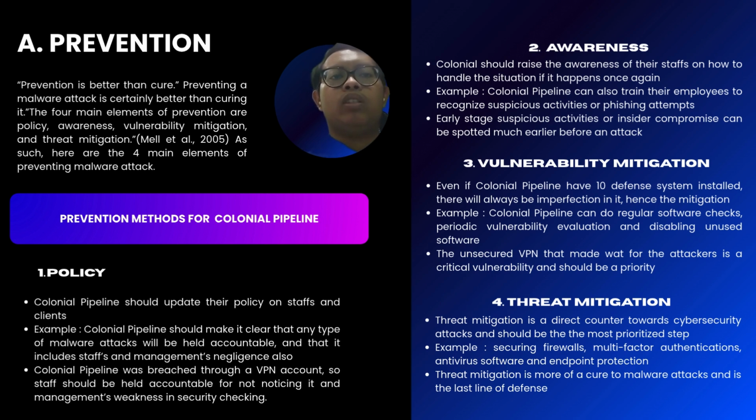Now, Colonial Pipeline was breached through a VPN account, so staff should be held accountable for not noticing sooner, and the management should be held accountable for the weakness in the security checking.